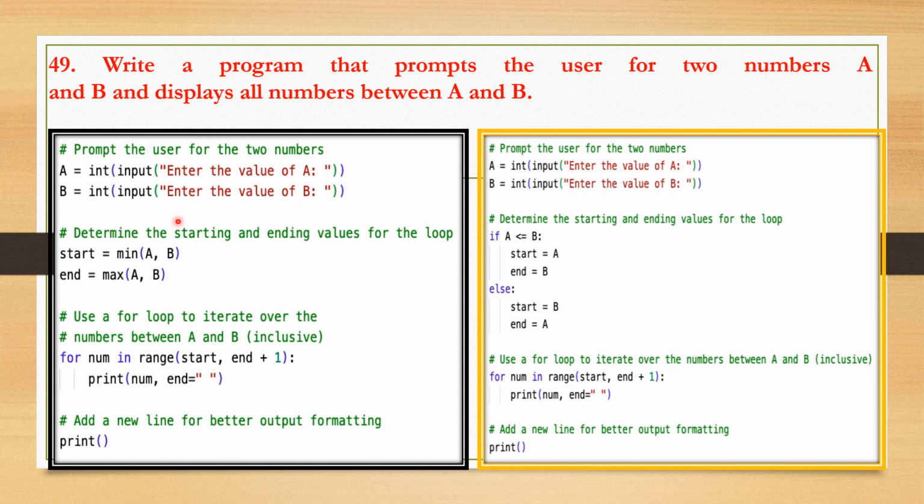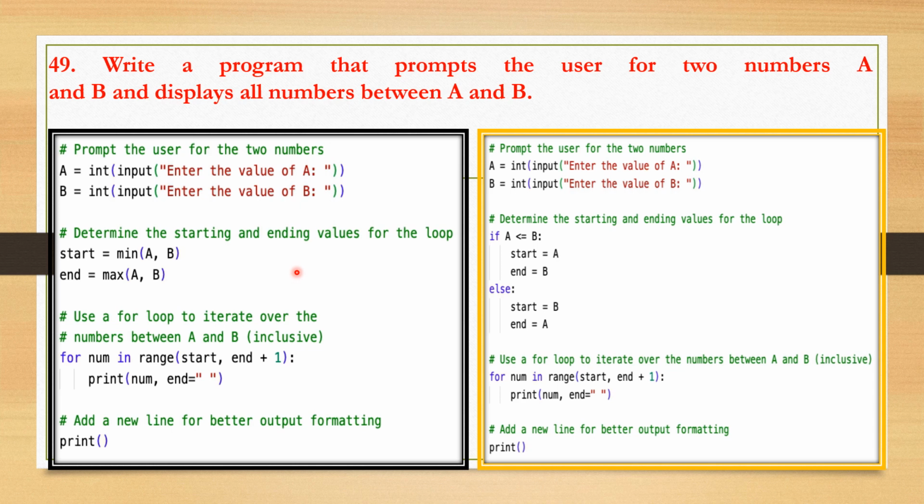We determine the starting value start and ending value end for the loop by comparing a and b. We use the min and max functions to ensure that start represents the smaller value and end represents the larger value. And here we are using a for loop and the range function to iterate over the numbers between start and end inclusive. This range function basically generates a sequence of numbers from start to end, and the for loop iterates over each number in that sequence.